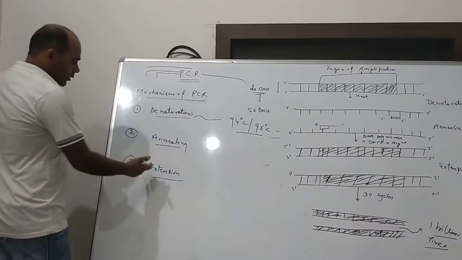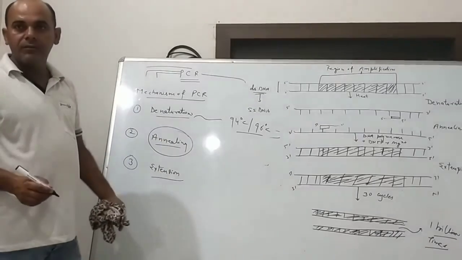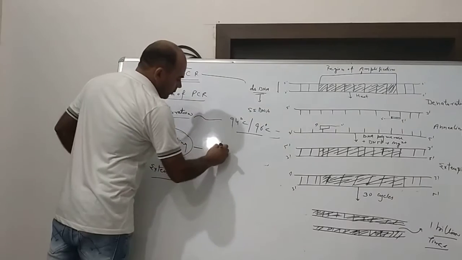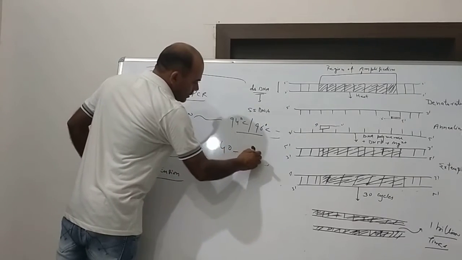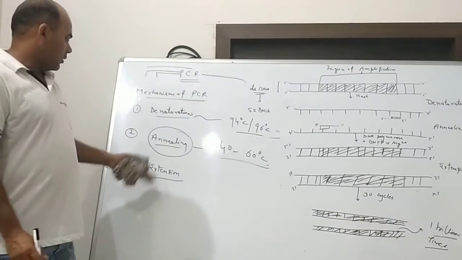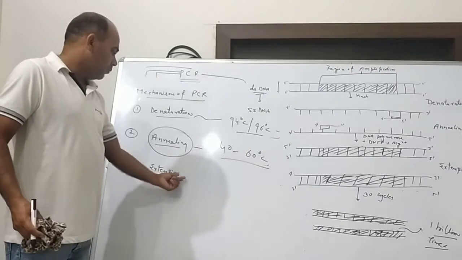Next. What is the range of temperature during annealing? The range of temperature here may be near about 40 degrees to 60 degrees. The third step is called extension. This step is also called polymerization.